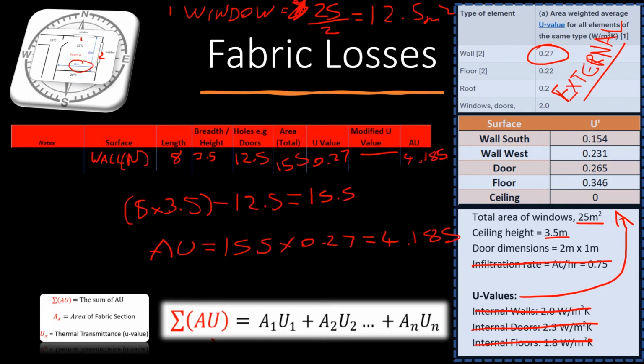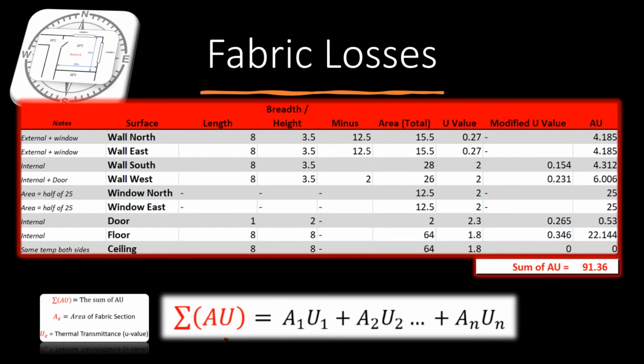I'll put that in there, 4.185. And then I'm going to do that for each surface in the room. So I've got that external wall that we just did. I'm also going to have window 1, window 2, that other external wall, the south wall, the west wall, that door, then I've got the floor. I could do the ceiling as well, but I can just leave the ceiling out because it's going to have zero heat transfer. So anyway, let's go and look at that table filled out. There we go, I've got all my AU values filled out on the very right there.